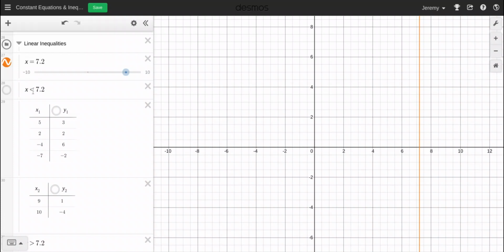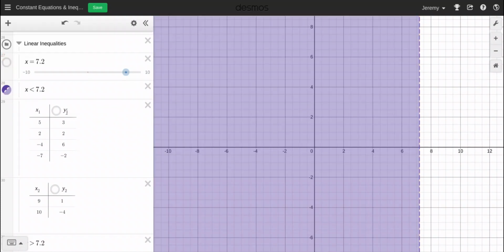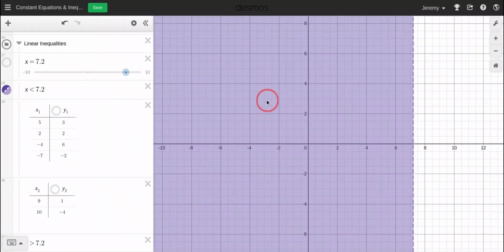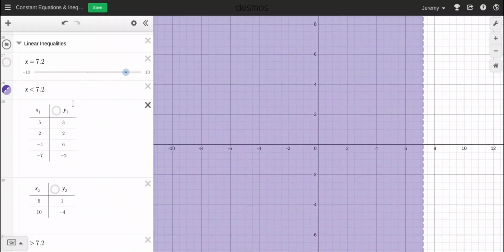So x is less than 7.2. Well, what points have an x value less than 7.2? All these points over here. I'm going to turn it on, and there you go. Look, all these purple points have an x value less than 7.2. So all these red values right here, notice they all have an x less than 7.2.